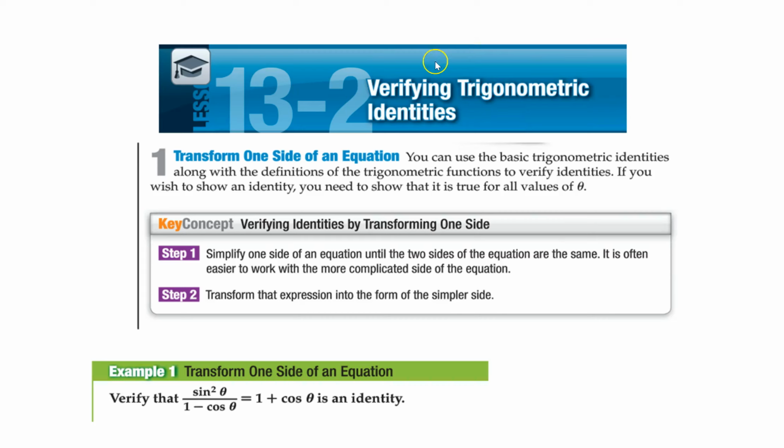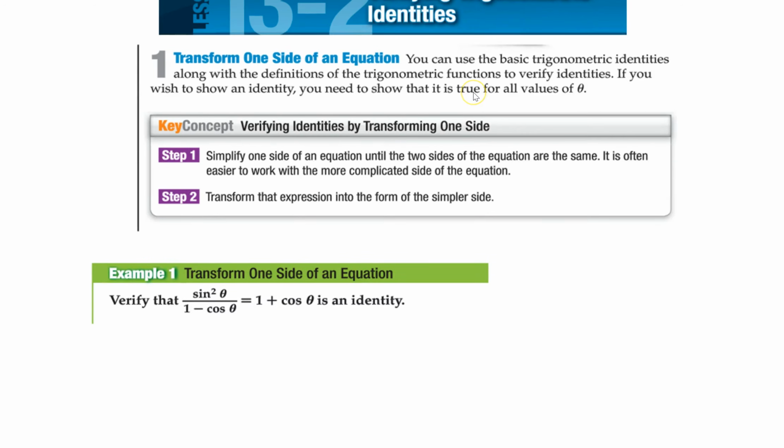13.2, verifying trig identities. So basically this is the harder version of what we did last time. So we're going to go deeper, more advanced. So when you verify a trig identity, the general thing you want to keep in mind is that you're trying to make this side look like this side or vice versa.